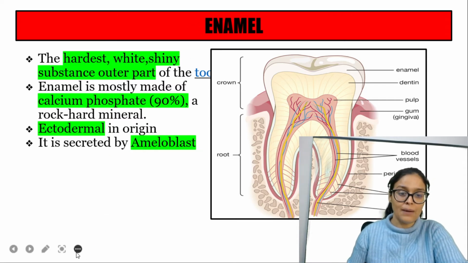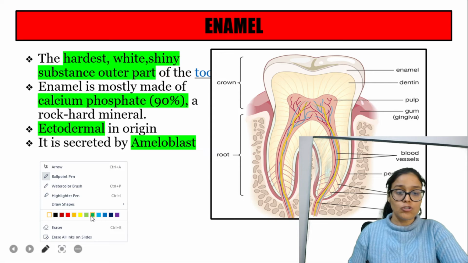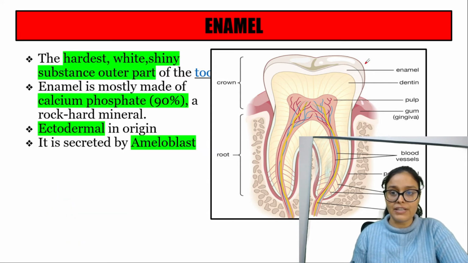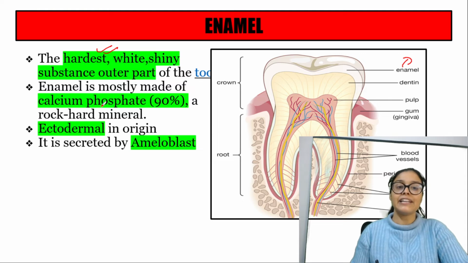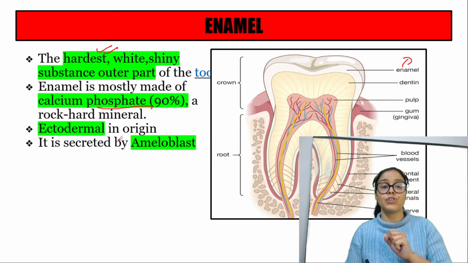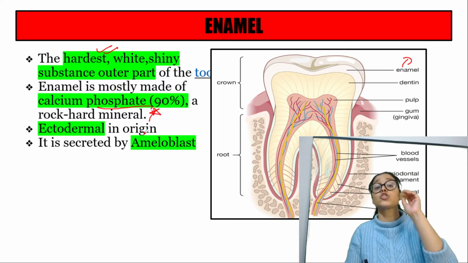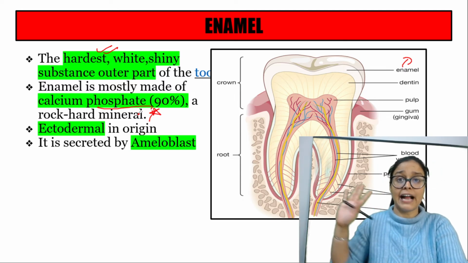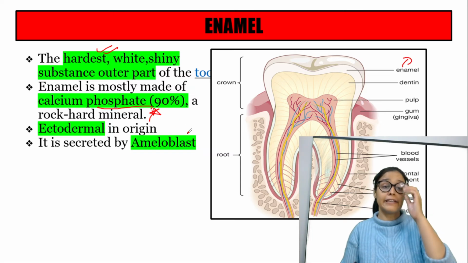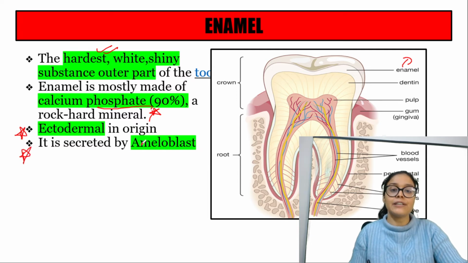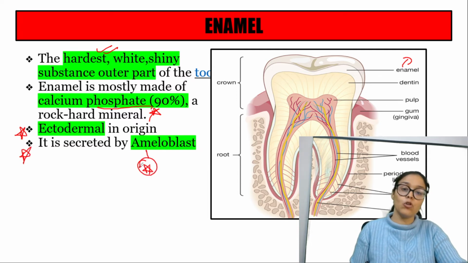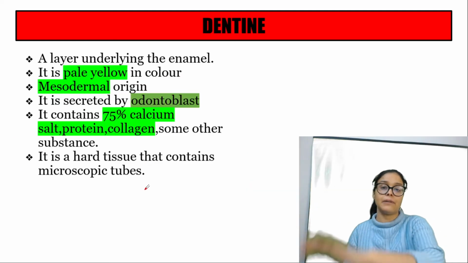So बच्चों, when we talk about enamel, जल्दी से देखते हैं what points you have to remember about enamel. So बच्चा, enamel में you have to remember that obviously it is whitish in color, hardest substance of the body, shiny substance, outer part of the tooth, and it is having 90% calcium phosphate. So means it makes it so strong, even stronger than bone. Bone may have only 60% calcium, but enamel has 90% calcium. Ectodermal in origin, and neat question, it is secreted by special cell ameloblast. So this question they have asked from the enamel.